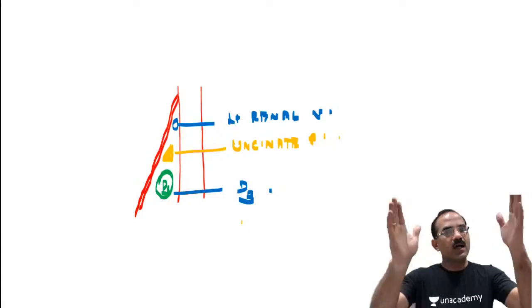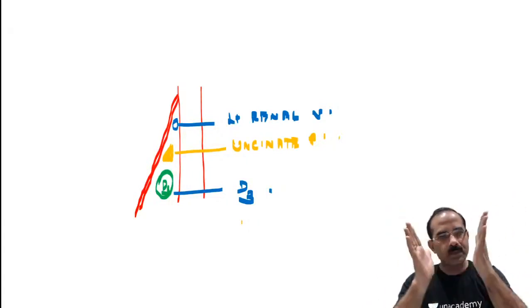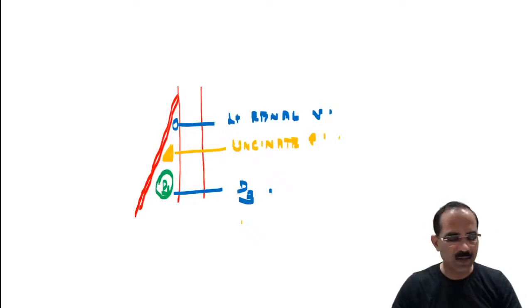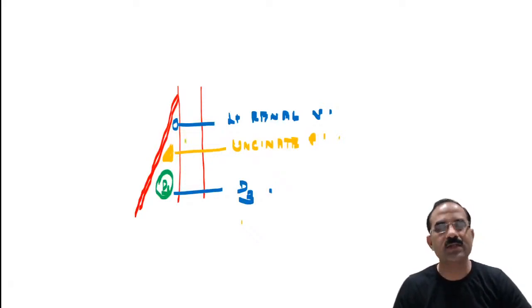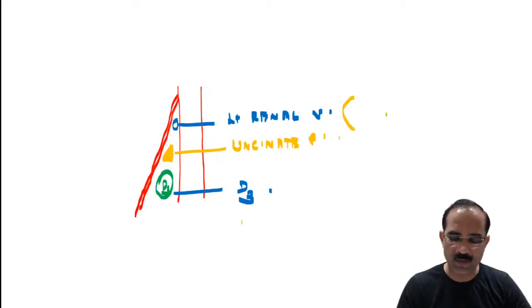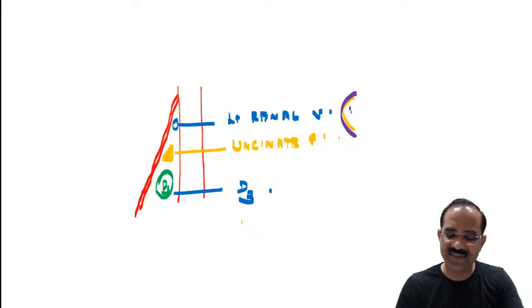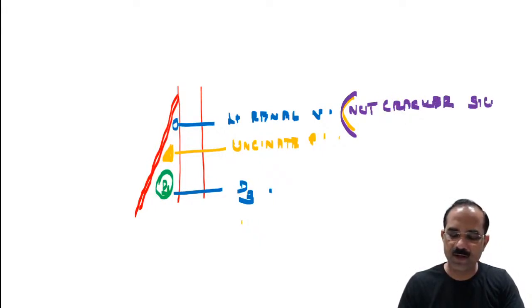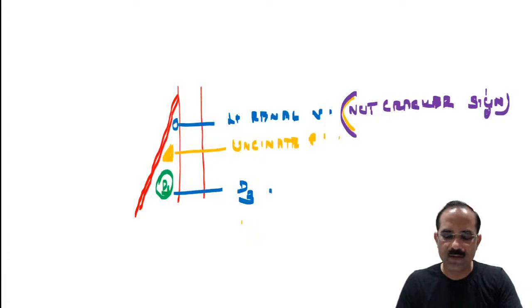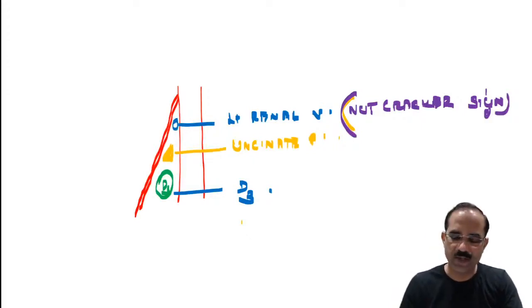Clear, students? So now this left renal vein can get compressed between the superior mesenteric artery and the aorta. And compression of this left renal vein is what we call as, anyone, what is this known as? Compression of the left renal vein between the superior mesenteric artery and the aorta is known as? Yes, very good. That's the nutcracker sign. Okay, this is called the nutcracker sign. So that's the compression of the left renal vein between the superior mesenteric artery and the aorta.